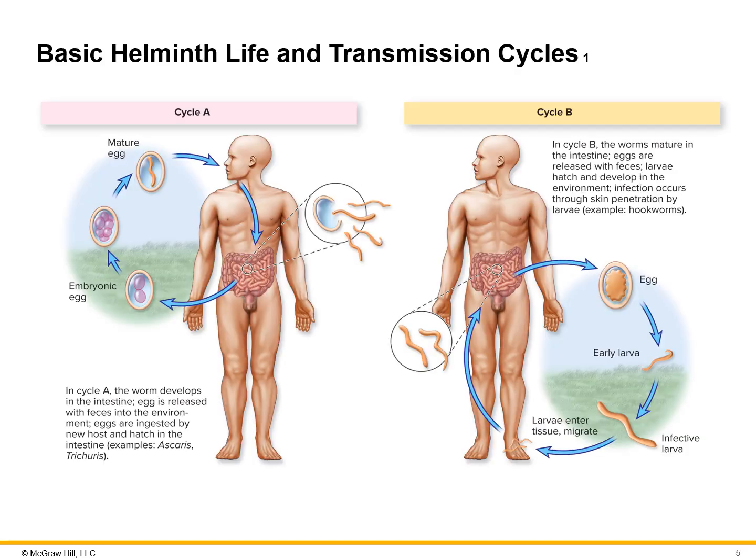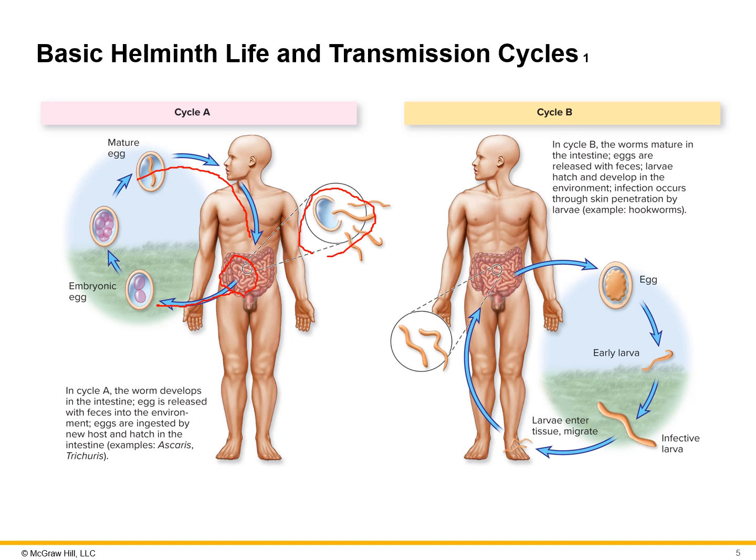So just looking at a few different ways, the basic life cycle and transmission cycle. Cycle A for the helminths, the main difference here, the worms mature in the intestine, so they're going to release the eggs into the feces. And then with this one, those eggs are going to be ingested and the worms will mature inside of the intestine. Cycle B is somewhat similar.